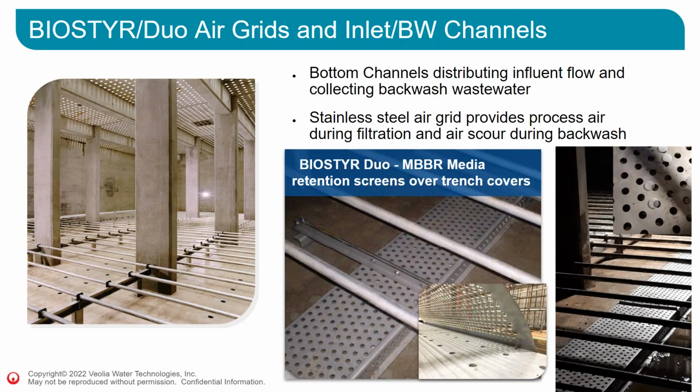Then this is the inside of a cell. This is what you'll see if you look inside the cell. There are the trench covers where the water goes into the cell and where the water exits during backwashes. The air grids, which are stainless steel pieces, are where the air will go out. And then, up top, is the nozzle deck, where the water exits and the clean water goes out.